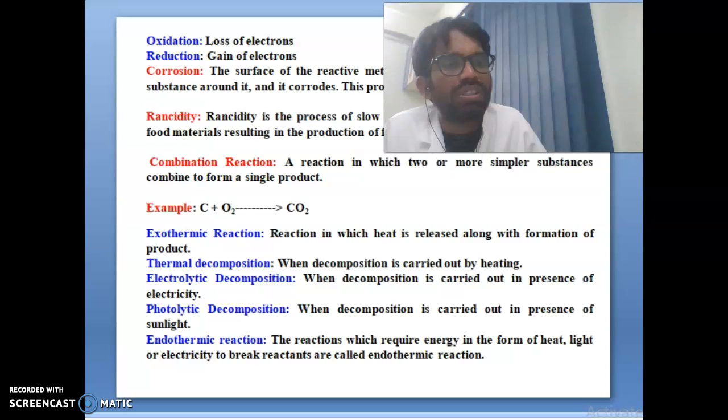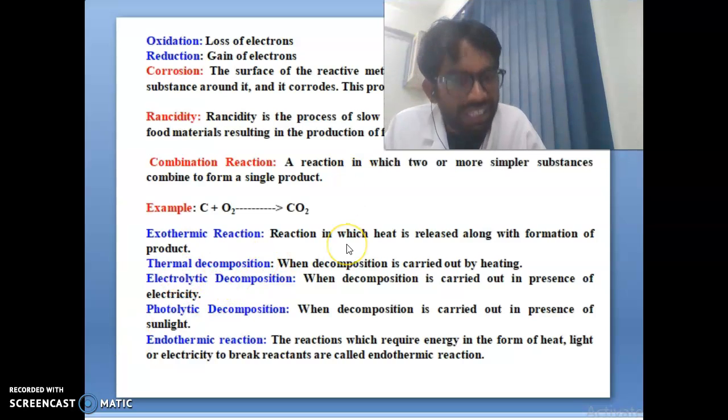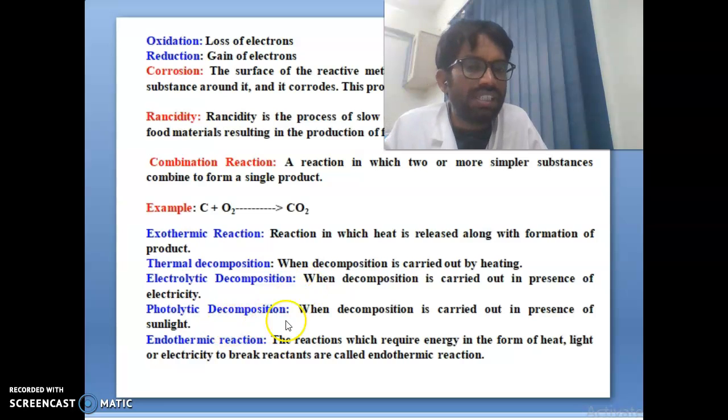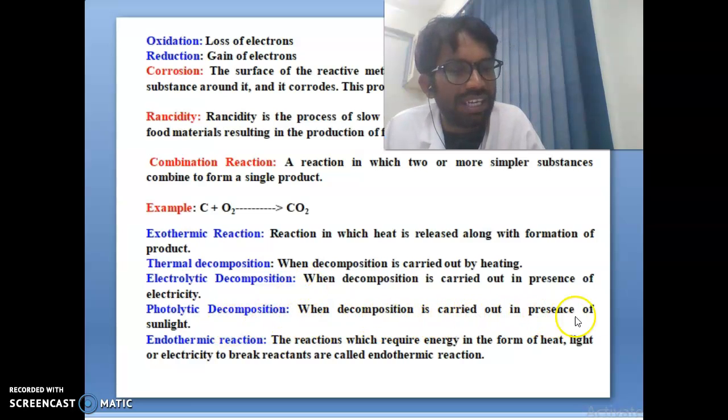Then we will talk about what an exothermic reaction is, and you can see the simple endothermic and exothermic reaction differentiation. In an exothermic reaction, heat is released along with the formation of product. And thermal decomposition: when the decomposition is carried out by heating, that is called thermal decomposition. Then electrolytic decomposition: when the decomposition is carried out in the presence of electricity, that is called electrolytic decomposition. Next one, photolytic decomposition: when the decomposition is carried out in the presence of sunlight, that is called photolytic decomposition reaction.